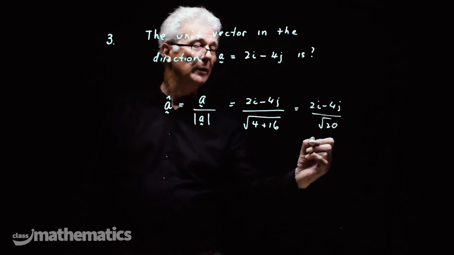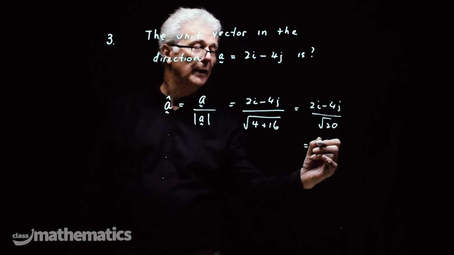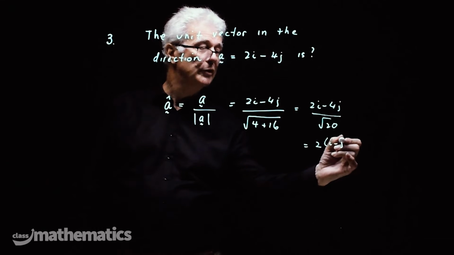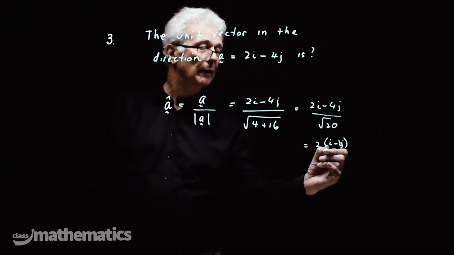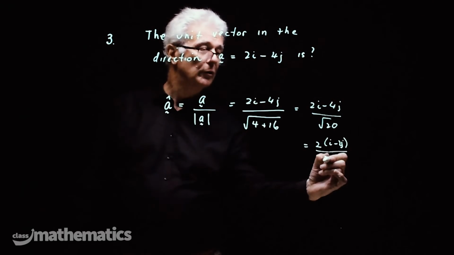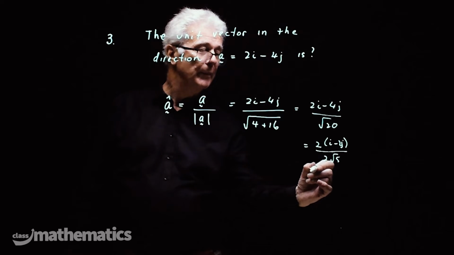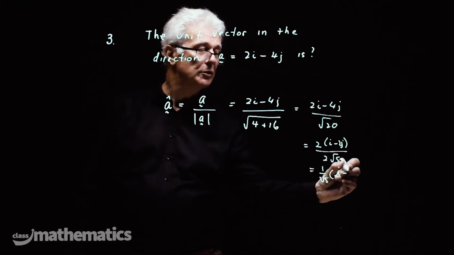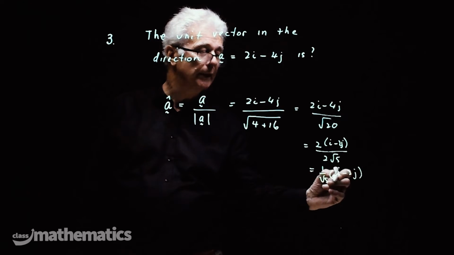Now we could tidy this up a little bit. Take out the 2 as a common factor: i minus 2j. This becomes 2 root 5. That becomes 1 over the square root of 5. That becomes (i minus 2j) over root 5 as your unit vector.